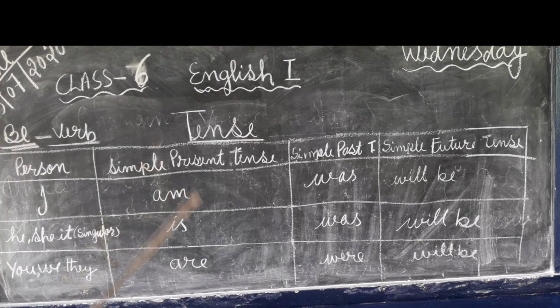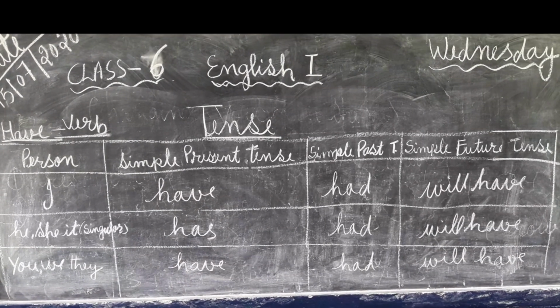The next verb is have. We'll see how we will use it. We are going to use have in the three tenses. We will take another main verb, have. With I: I have. In the past tense, I had. And in the simple future tense, I will have.